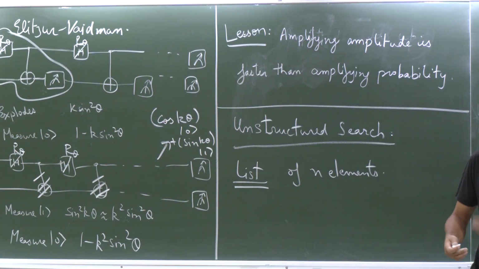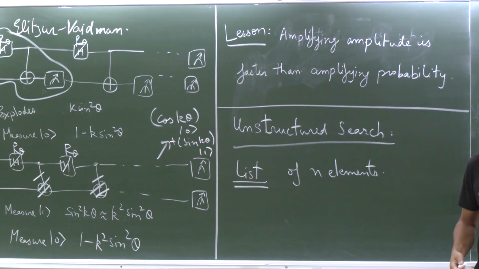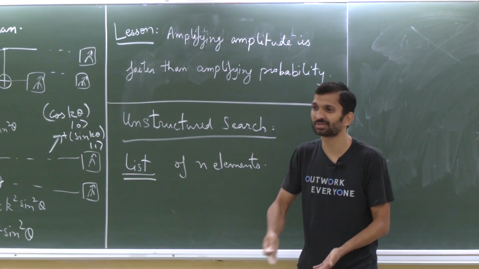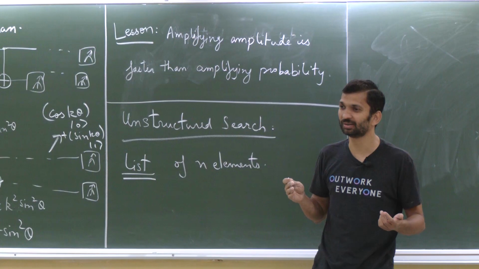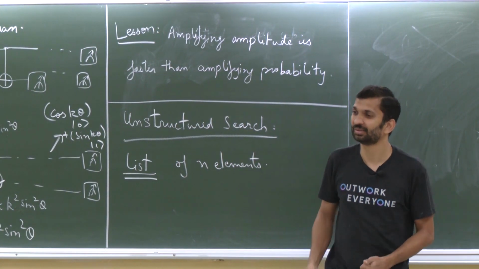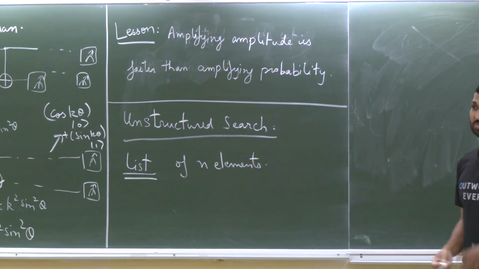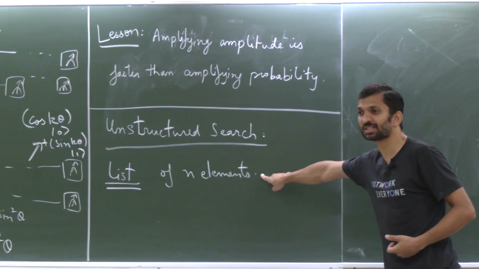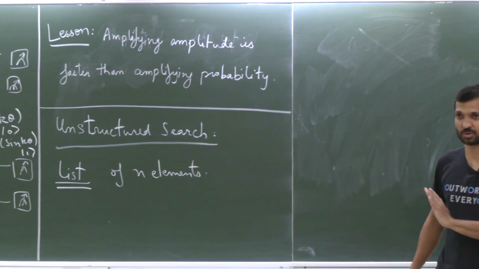If I say that it is alphabetically sorted or something, then it is structure. But if I tell you that I have n names, first name is something, second name is something, then there is no structure. These are just n, this is a set. Whatever you want to search, that structure, whatever is there, is not going to help you there. So there is no structure.